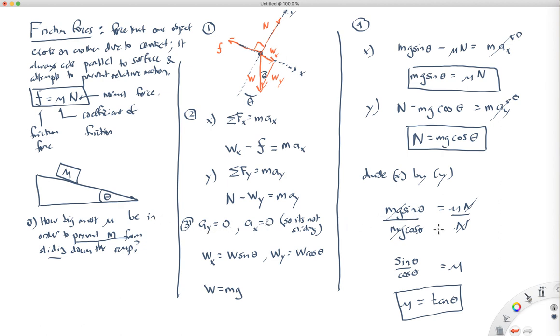Okay, and tell you what, why don't we stop there, and I'll probably say a few more things about this problem before doing another example problem.